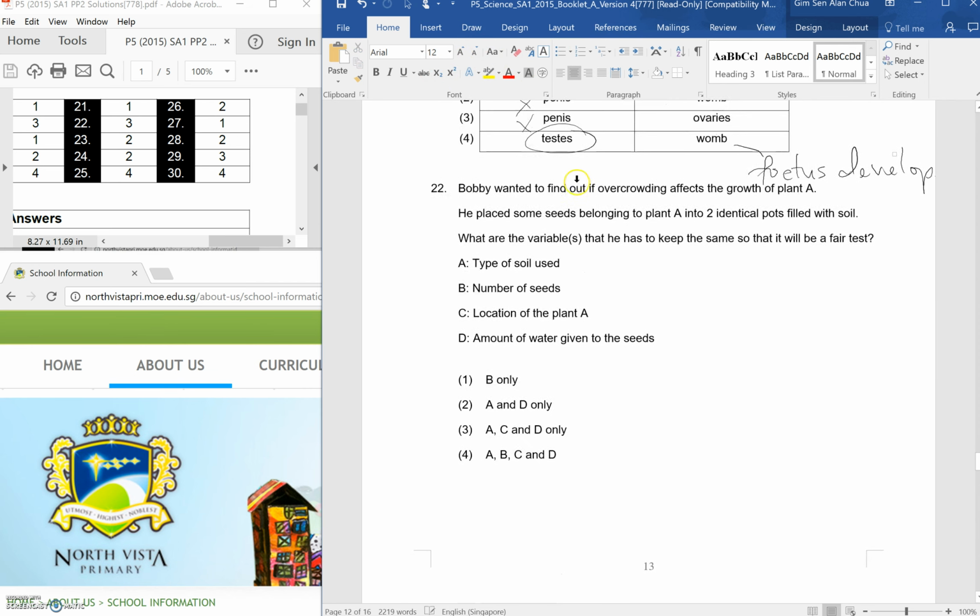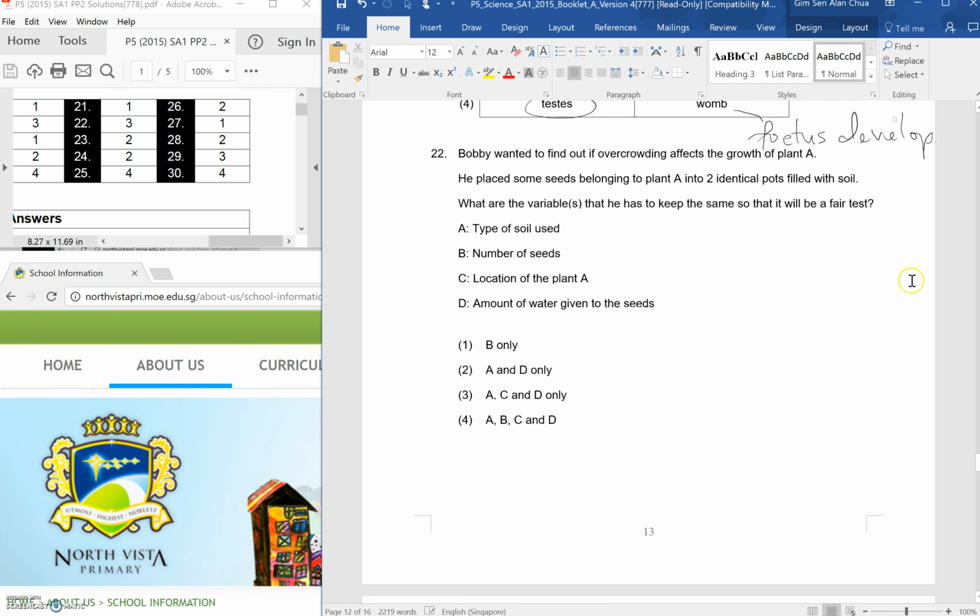Okay, pretty simple. Question 22. Bobby wanted to find out if overcrowding affects the growth. He placed some seeds belonging to plant A into 2 identical pots. Which are the variables to be kept the same?